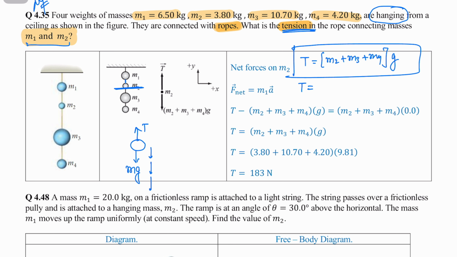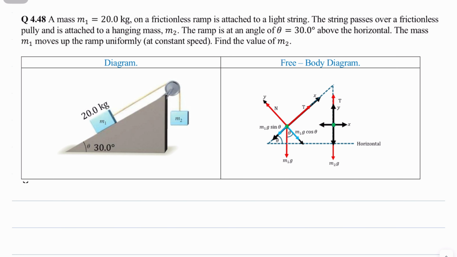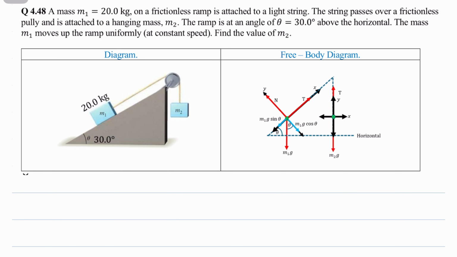So T equals 3.80 plus 10.70 plus 4.20, multiplied by 9.81. Your answer is 183 Newton. Clear? This question has two parts. One is on the slider and one is going down. Once you understand the equations, you can solve this question in a very easy way.